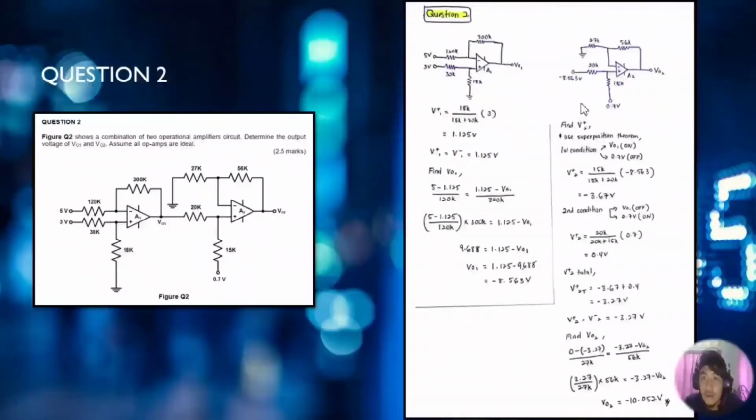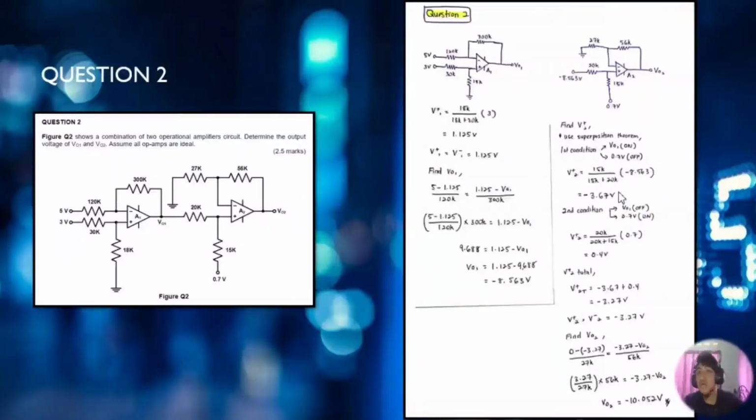The first condition, we will turn on the V output 1 first, so we get the value of V positive 2 equals to negative 3.67. And then for the second condition, we will turn on the 0.7 volt source, and then we get the value of V positive 2 equals to 0.4. After that, we will total up the value of V positive 2, which equals negative 3.27 volt, and then as usual, V positive 2 will equal V negative 2, and the value is negative 3.27.